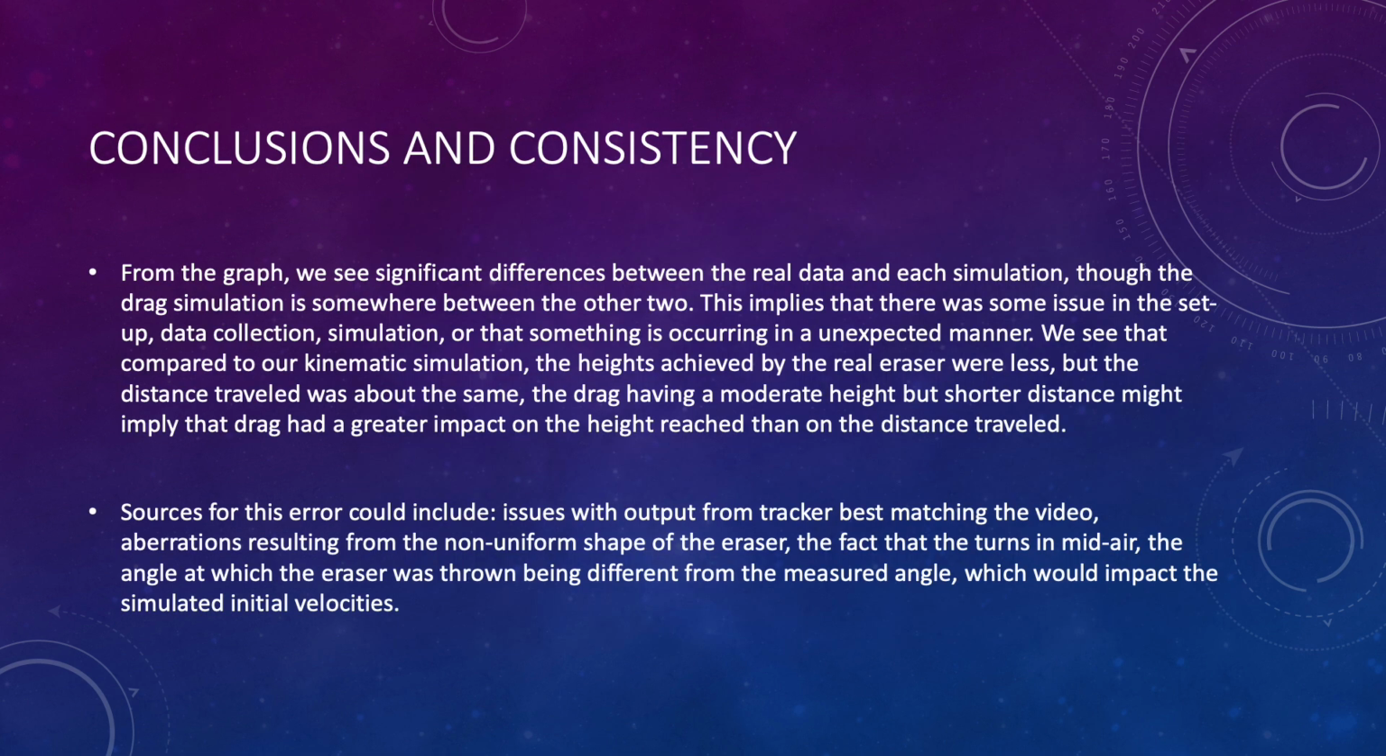So some sources for that error could account from issues with our tracker output. It could also revolve around aberrations from the non-uniform shape of the eraser and the fact that it turns in midair, as we saw in the video, and the angle may have been slightly or maybe moderately different from our measured angle, and that would impact our simulated initial velocities. It might also be the case that our drag was having a greater impact in one direction than the other as a result of that angle.